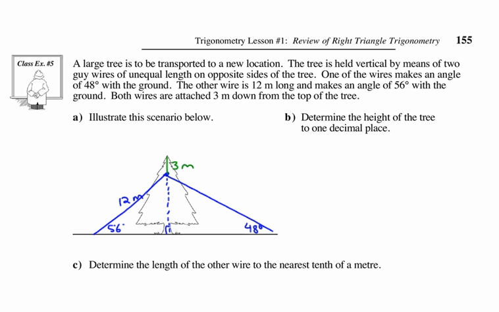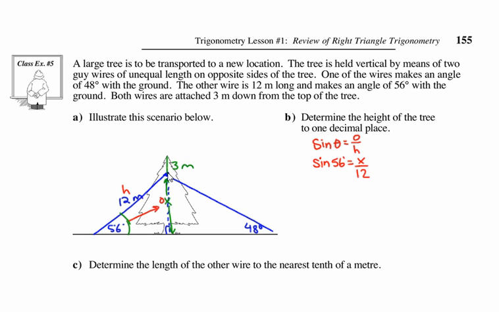So if we know this part here, we can add 3 to it, and we'll get the total height of the tree. So which triangle do we want to work with? Well, the one on the right, we only know an angle. The one on the left, I know an angle and a side. So that's the one we want to work with. So with 56 degrees, we have our opposite and our hypotenuse. So that would be the sine ratio. So sine of our angle equals opposite over hypotenuse. So plugging it in, I have sine 56 equals opposite of x over hypotenuse of 12.